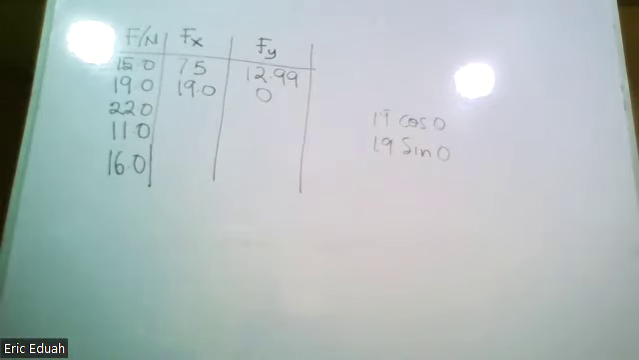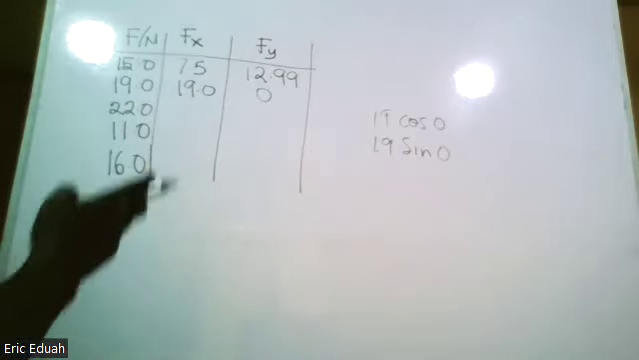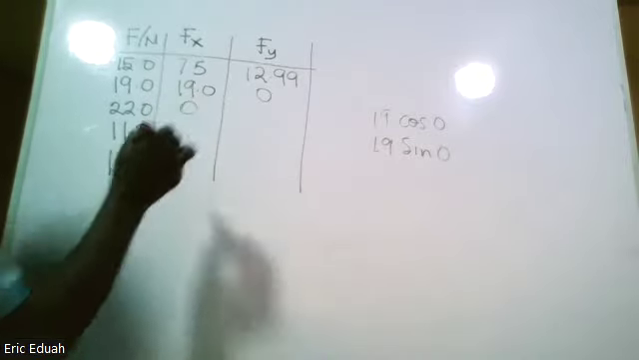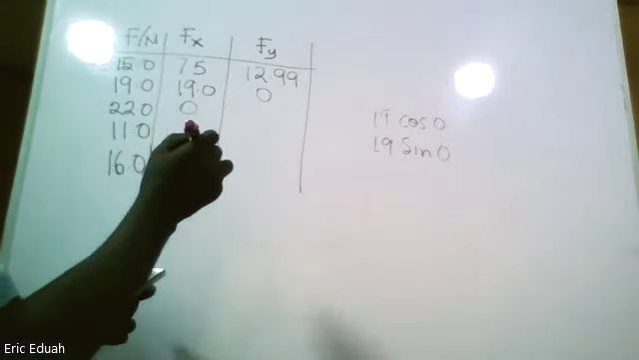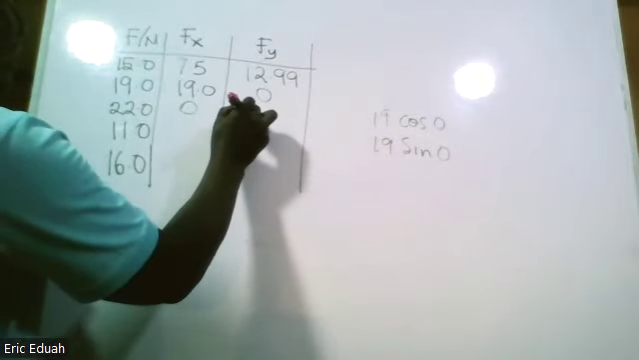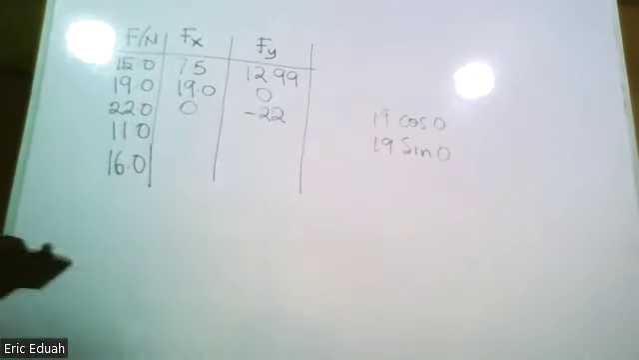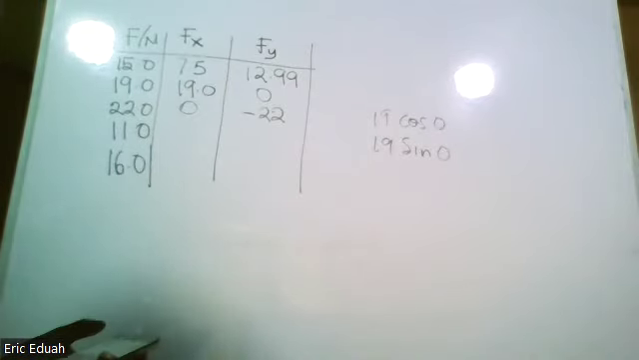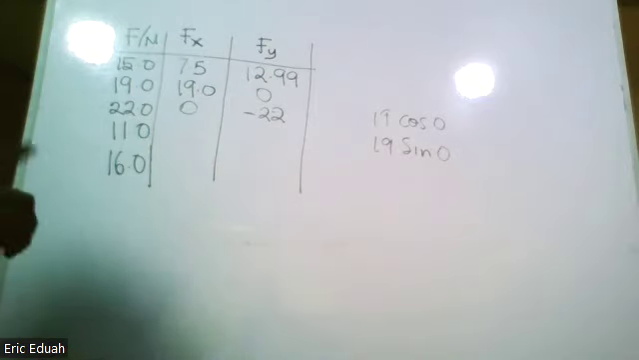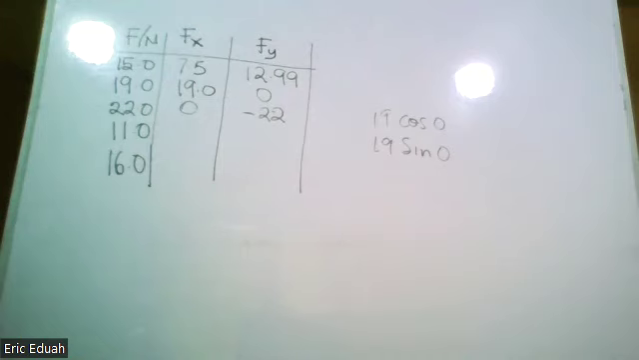Then 22. 22 Newton force has a vertical component and 0 horizontal component. So its horizontal component is 0. Its vertical component is 22, but minus. Okay. So this can also be 22 sine 180 and then 22 cos 180, if we look at the angle it makes with the y-axis.